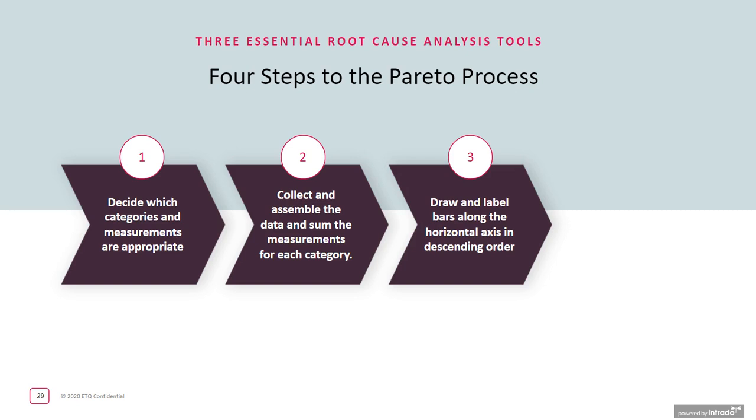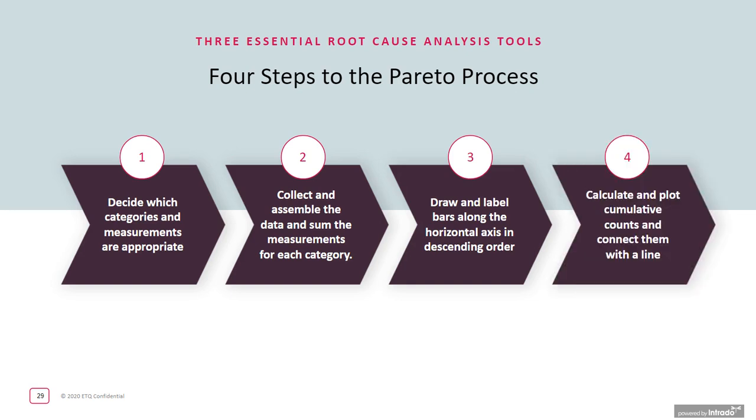Then draw and label bars along the horizontal axis in descending order and mark percentages along the vertical axis. And then finally calculate and plot cumulative counts and connect them with the line. So the dot above the second bar should be the sum of the first and second bars, etc., based on the cumulative addition of those. And the dot above the third bar is the sum of the first, second, and third. And you would continue until the dot represents 100%.